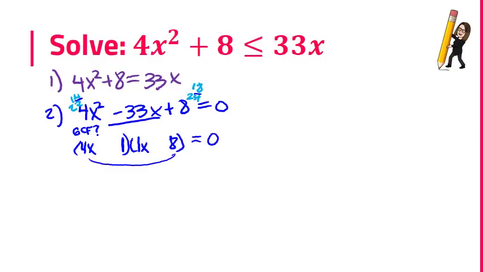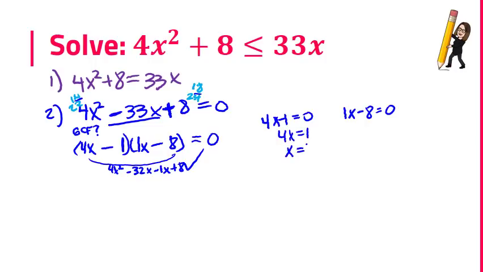But now I gotta look at my signs. If my last term's positive, but my middle term's negative, they have to both be negative. So a quick FOIL to double check. First, outer, inner, last. Hey, that works. That checks out. So let's actually solve, which means I have a 4x minus 1 equal to 0. Sorry, my writing's bad today. And then I have a 1x minus 8 equal to 0. So I have a 4x equals 1, which gives me x equals 1/4. You can have fractions. And then here I end up with x equals 8. Okay, so I have two solutions I'm going to work with.